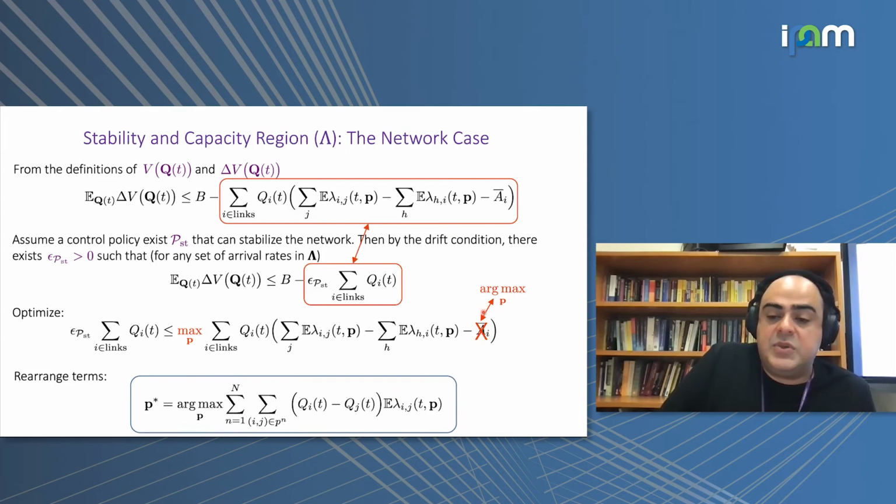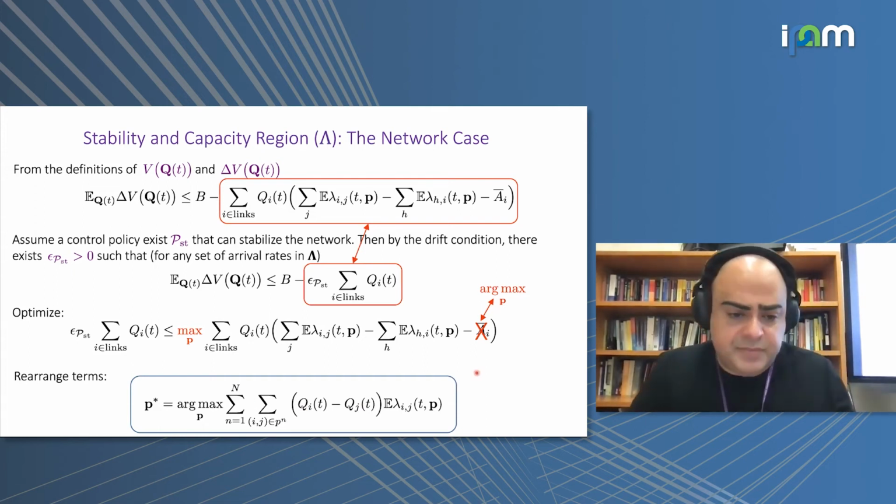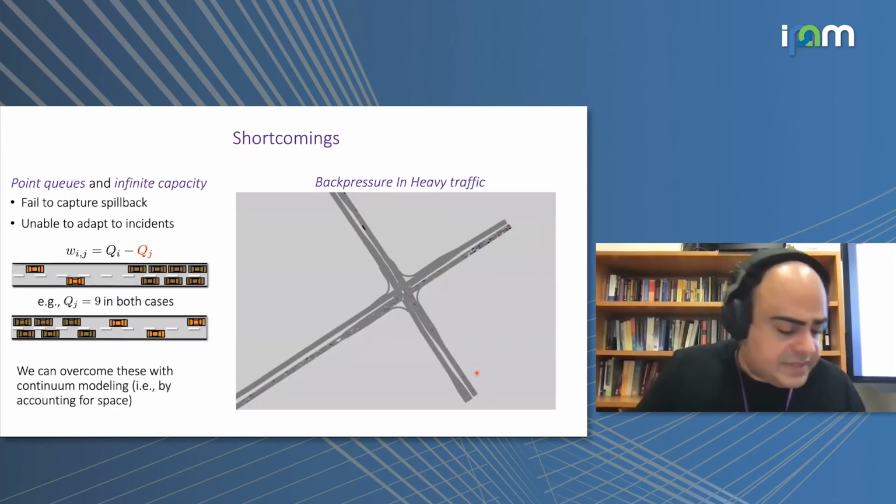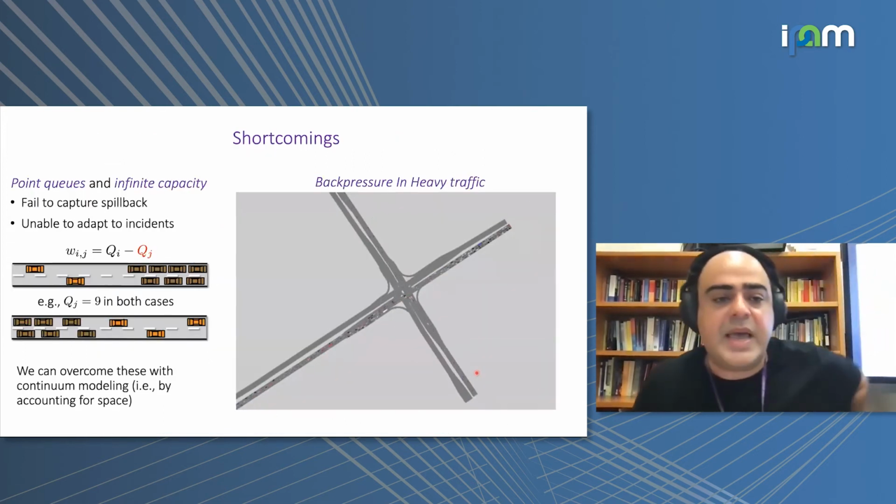So this step is how we get rid of the arrival rates. This is why we don't really need to know what the arrival rates are. And then rearranging terms here, we get the optimization problem that we need to solve at the network level. And then as we saw, this decomposes naturally by node, okay? So that's the standard back pressure.